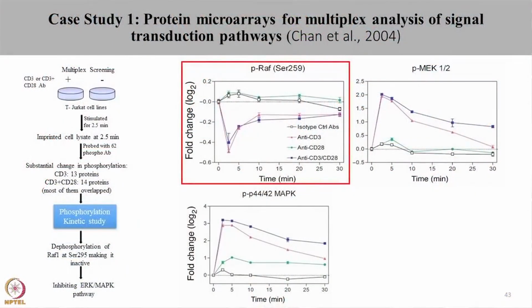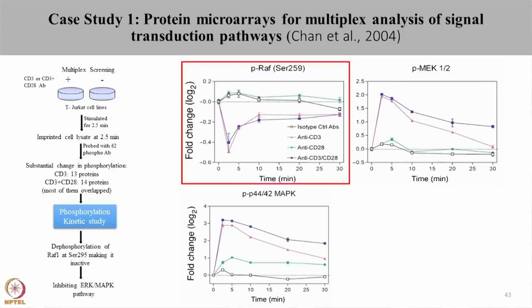Further, to study the phosphorylation kinetics of RAF protein and its downstream signaling pathway, the cells were stimulated using different combinations of antibodies. Upon 2.5 minutes, steep dephosphorylation of RAF protein was seen in cell lines treated with CD3 antibody and CD3 antibody in combination with CD28 antibodies. There was no change seen in the phosphorylation level of RAF protein when the cells were treated with CD28 antibody.